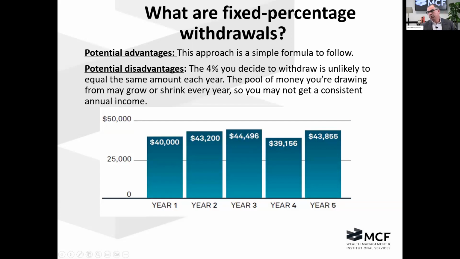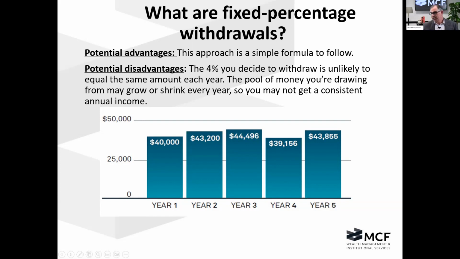The next is a fixed percentage withdrawal. So this might be 4%, this might be 5%, this might be 3%. And this is a percentage based on the amount of money that you have. So with fluctuations, the immediate disadvantage is that you will get less money if your account is down.